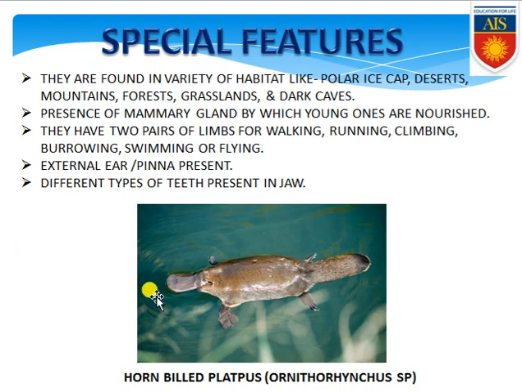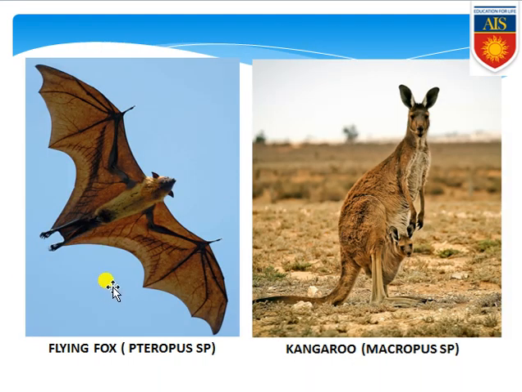Now in the next, here you can see the figure of the duck-billed platypus, that is Ornithorhynchus sp., and this is commonly known as an ovoviviparous organism because it produces the egg first, and from the egg the newborn baby takes birth. In the next slide you can see the flying fox, that is Pteropus sp., and kangaroo is also present, that is Macropus sp. So these organisms are also mammals.